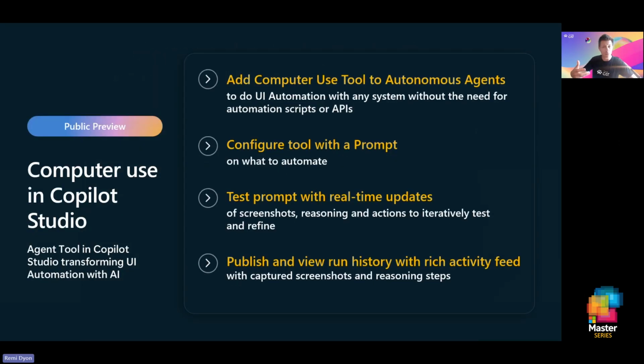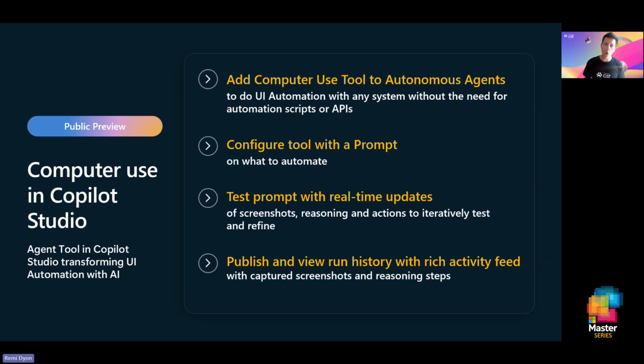So in Copilot Studio, you can add a tool that will be computer use. You can use that in an autonomous agent. Technically, you can use that in a conversational agent, but we will see that computer using agent has some performance limitations. So I highly discourage you to use computer using agent for conversational agent. It's mainly designed for autonomous agent.